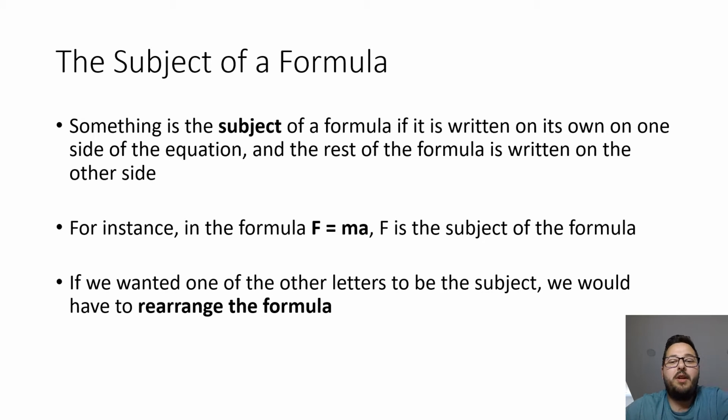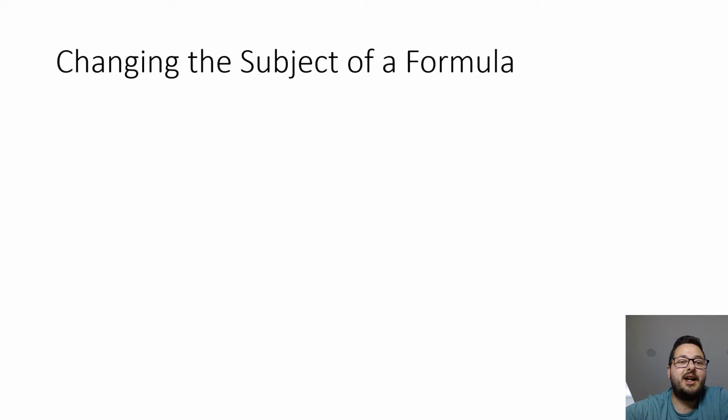If we wanted one of the other letters to be the subject, we would have to rearrange the formula. So M is not the subject and A is not the subject, but we could make them the subject by changing things around. How do we do that?